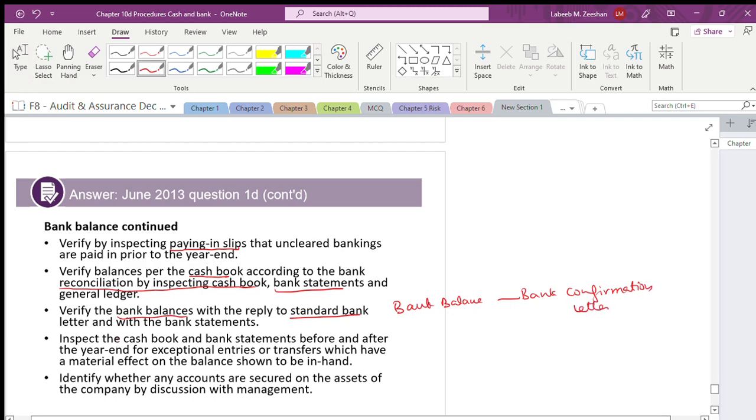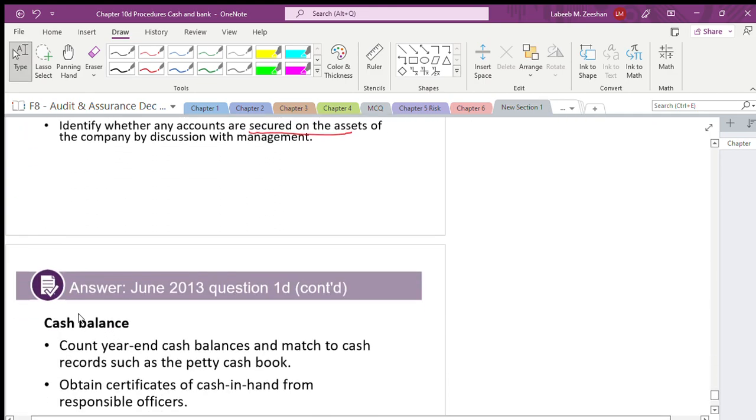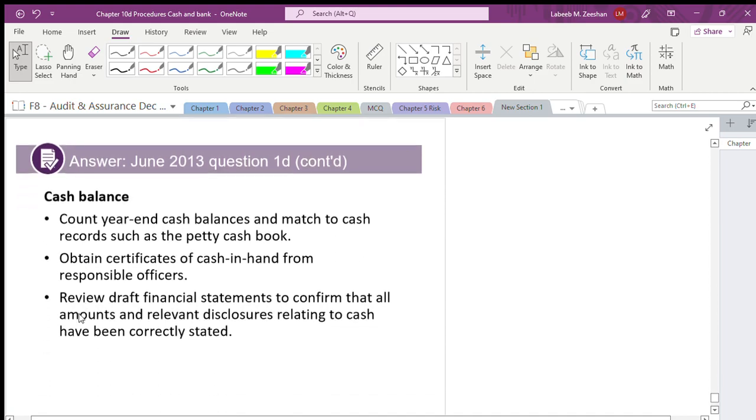Inspect cash and bank statements before and after year end for any exceptional items, entries or transfers, and identify whether any accounts are secured on the assets of the company. It means, have we given any security for any accounts? For those accounts, we have to get an explanation from the management.